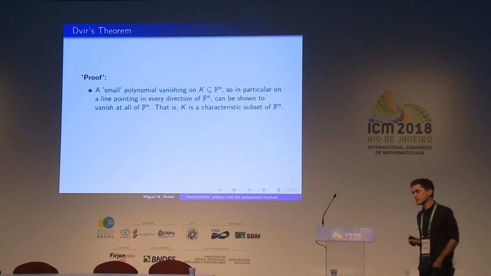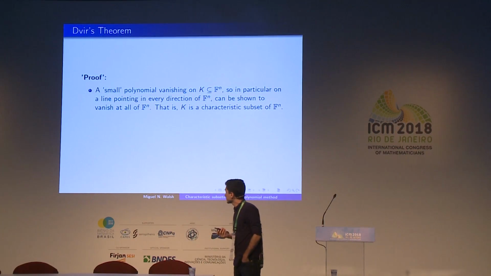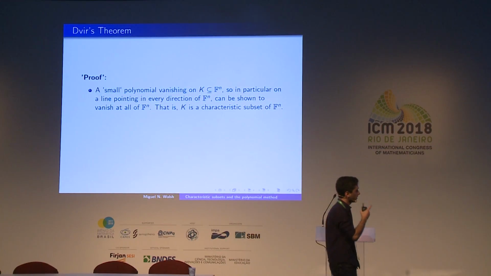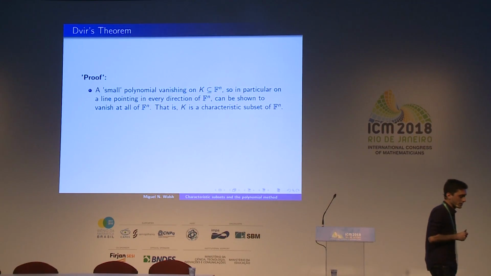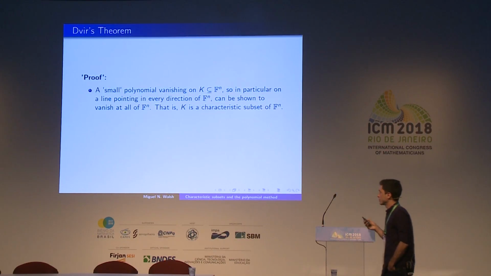Usually it means that it has small degree, but it can also mean that it has small coefficients and things like that. The whole idea is that this should be a flexible concept. So his observation is that K is always a characteristic subset. And then just proceed by contradiction and use a dimension counting argument.